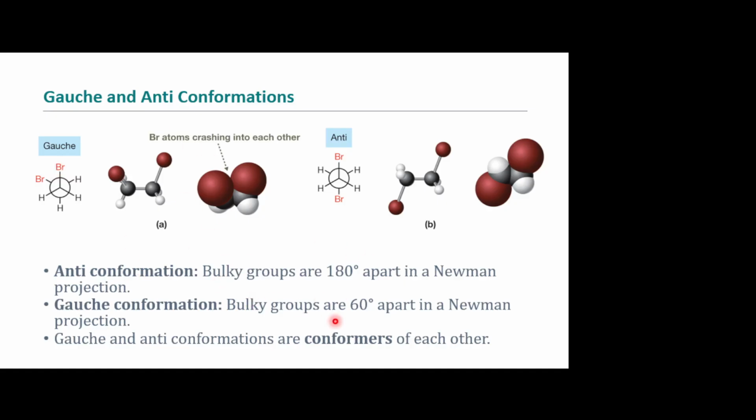Now, the gauche and anti-conformations are going to be conformers of each other. They're both stable, and so they would be stable conformations of this molecule, and they'd be the conformers for this molecule. Now, in this case, the two gauche conformers are the exact same. They'd be 60 and negative 60. They have the exact same energy. One is just opposite the other.